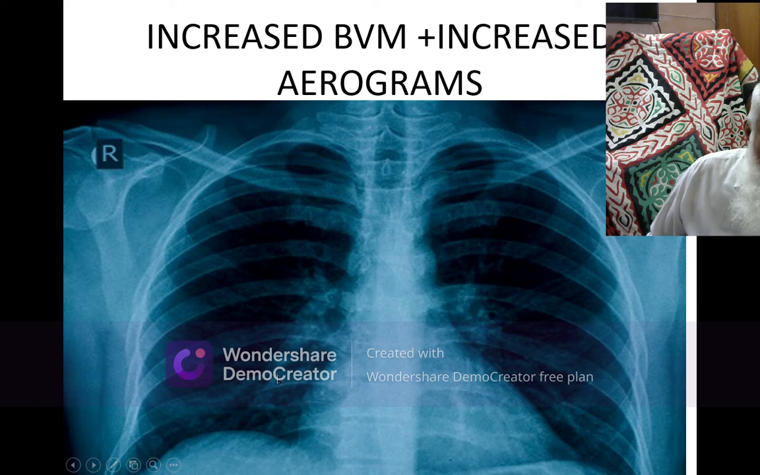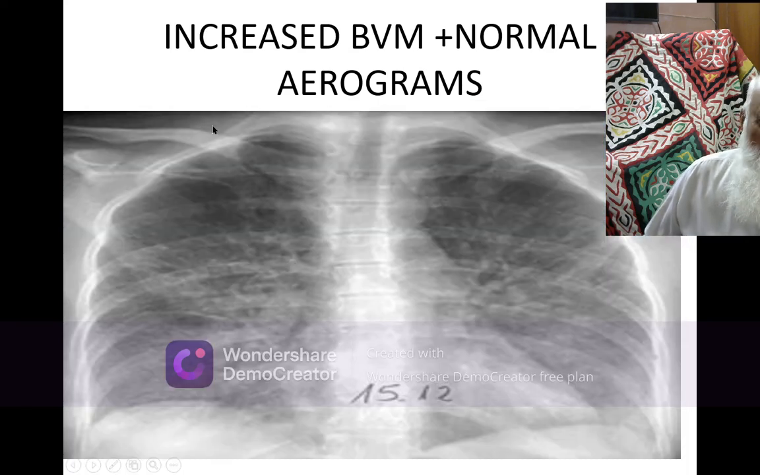In the normal lung, only aerograms are visible on the right side, not on the left side. He has got the bronchovascular markings on the left side also. He is a smoker. He denied it, okay, but to me it is a smoker's lung. Now, increased bronchovascular markings plus the normal aerograms.